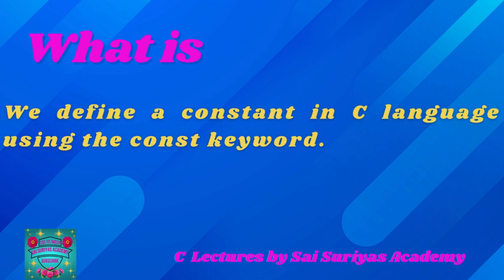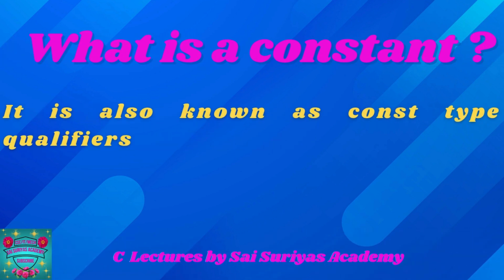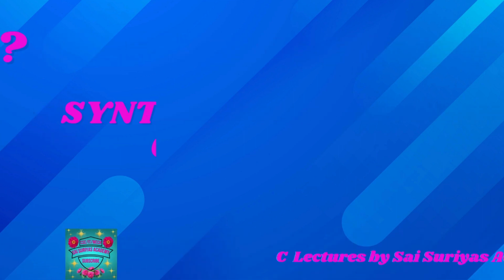the program. And then we can define a constant in C language using the const keyword, which is also known as the const type qualifier. It is a keyword, or it can be represented as a qualifier. In C, we have already discussed 32 types of keywords earlier. Of these, for defining a constant, we are going to use the keyword const, C-O-N-S-T, const.